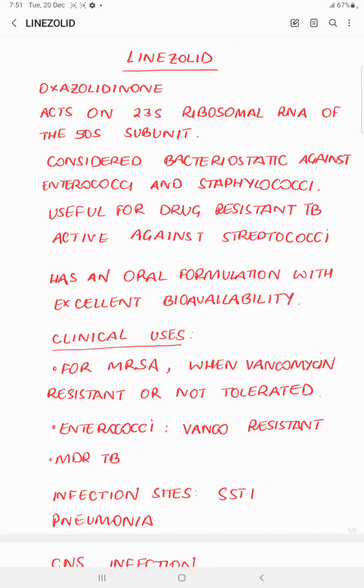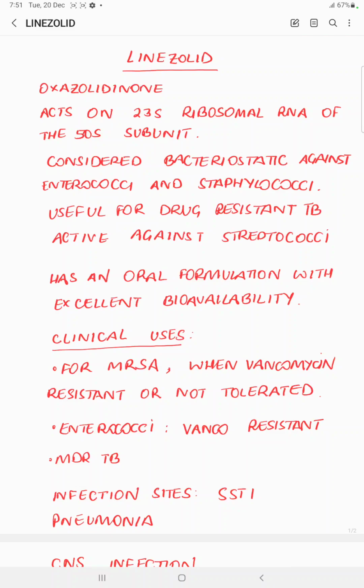The drug is available as an oral formulation with excellent bioavailability, almost 100%. And this makes it an excellent proposition because many patients with gram positive infections like with staph would require weeks and weeks of therapy. Otherwise, it's available also as an IV formulation of 300 ml containing 600 milligrams of the molecule.